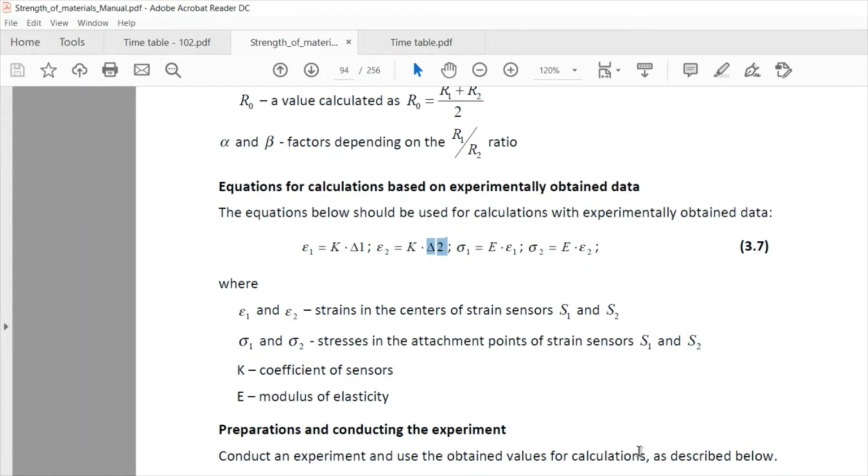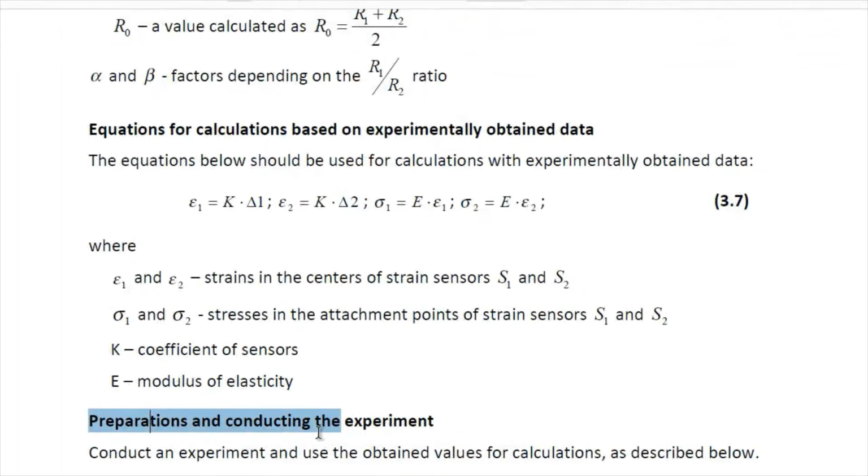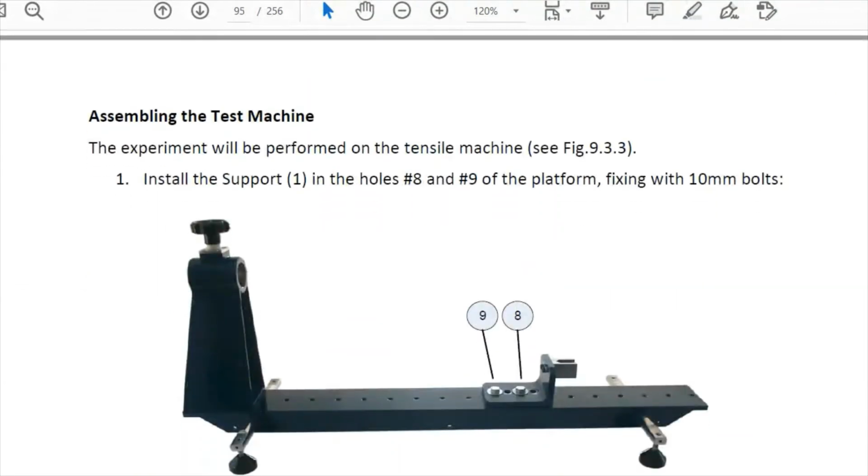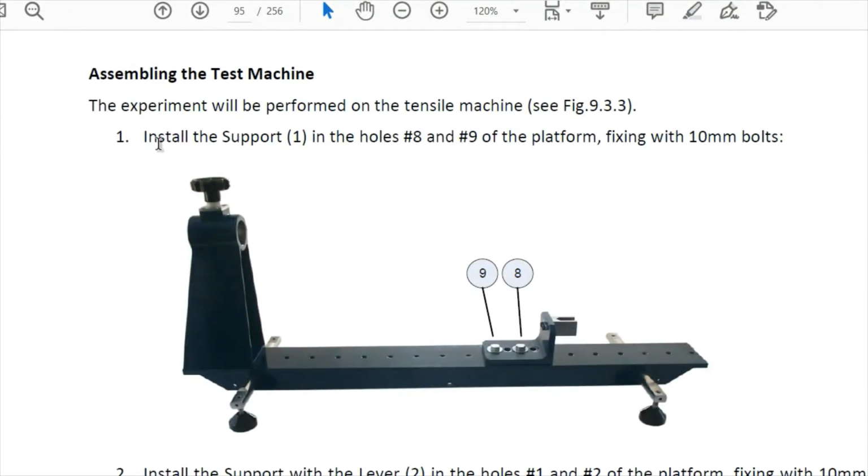Good. So if you want to prepare for the experiment and conduct the experiment, we have the steps described in this page. The first one is to install support 1. We can go back to our table in the first page of the manual to see the number of each element. Support number 1 can be fixed in holes number 8 and 9. So we count 1, 2, 3, 4, 5, 6, 7, 8, and 9, with the 10 millimeter bolts.